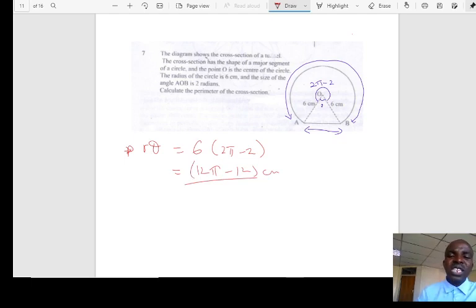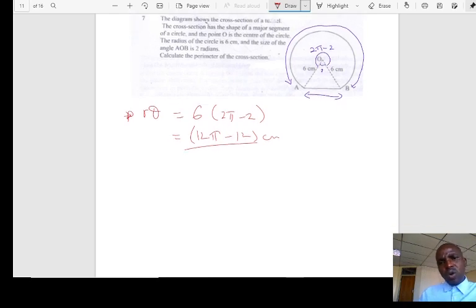Now we are left with the length of the line AB. How can we calculate the length of line AB? We can use the cosine rule, or we can use the sine rule. The sine rule means we have to find these angles first; that's when we can apply the sine rule. But right away, let's just use the cosine rule.